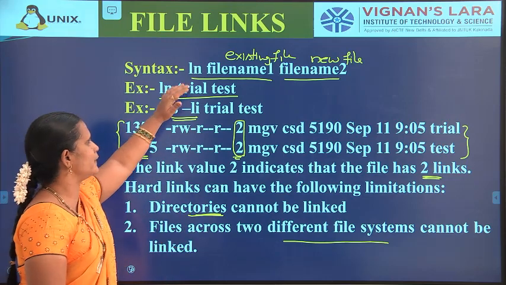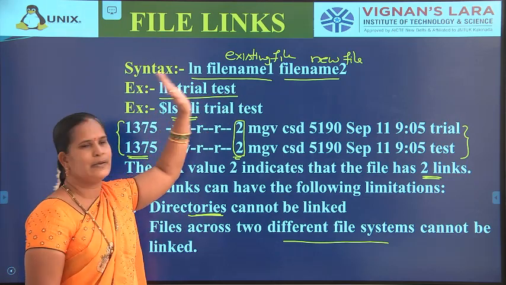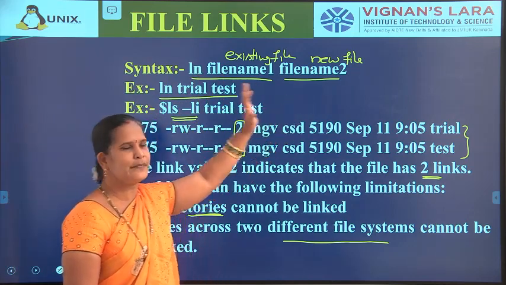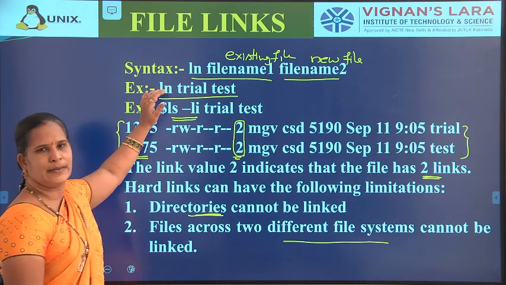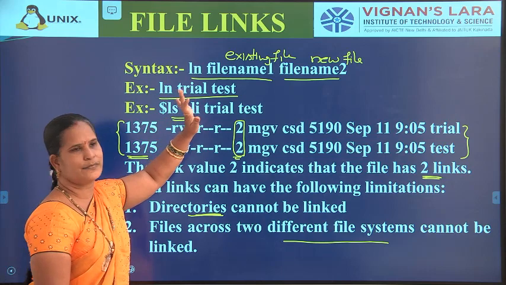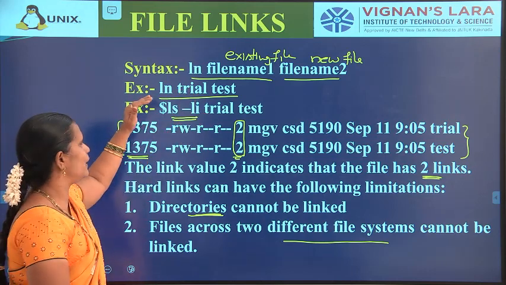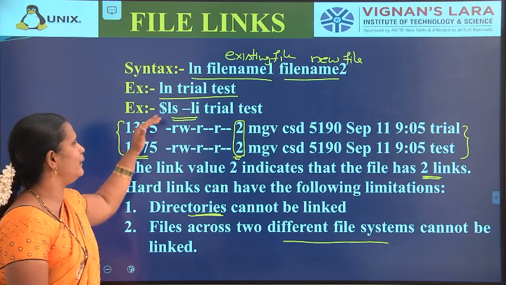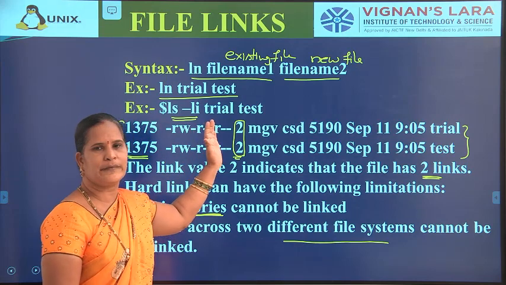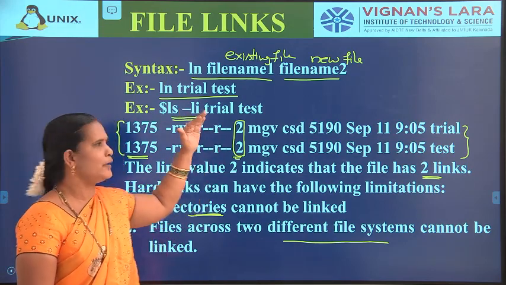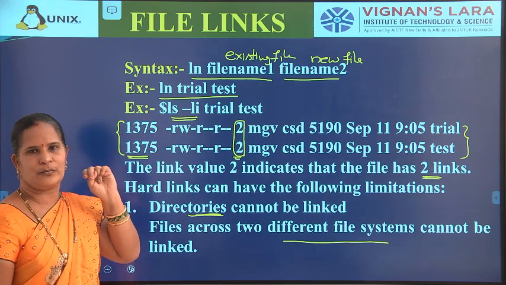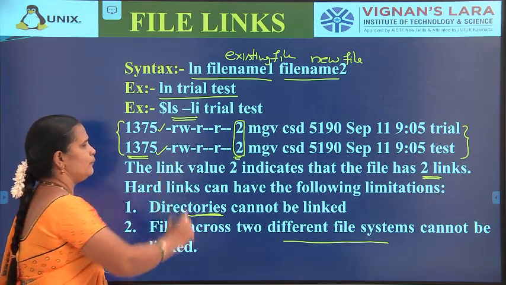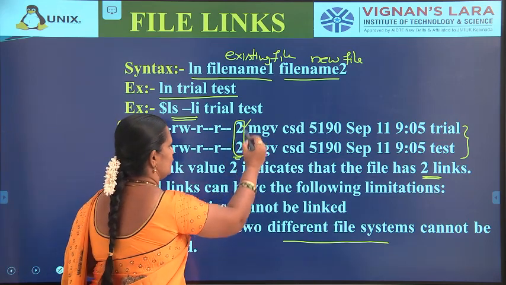The syntax is ln first_file_name second_file_name. The first file name is an existing file name, and the second file name is a new file name. So the command is ln trial test, because I created these 2 files. This command doesn't display any output. In order to view the output of this command, we have to issue the command ls -li trial test. After executing it, check whether the inode numbers of the 2 files are the same or not.